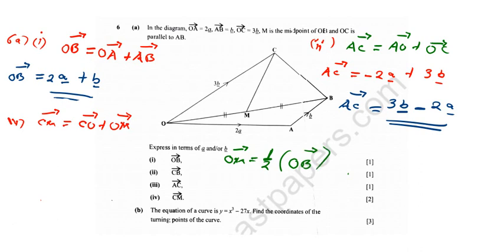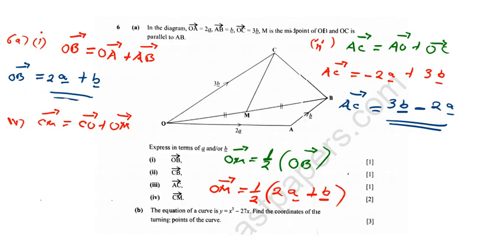That will be my OM. So OM is equal to half OB. My OB, I found my OB to be that one. That was my OB. So I was substituting that OB. So I'm substituting a 2A vector plus B vector. So that will be my OM.